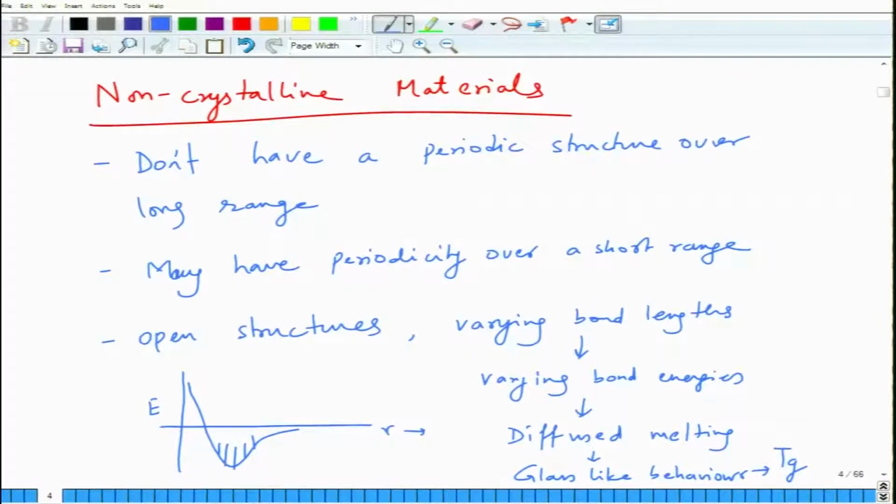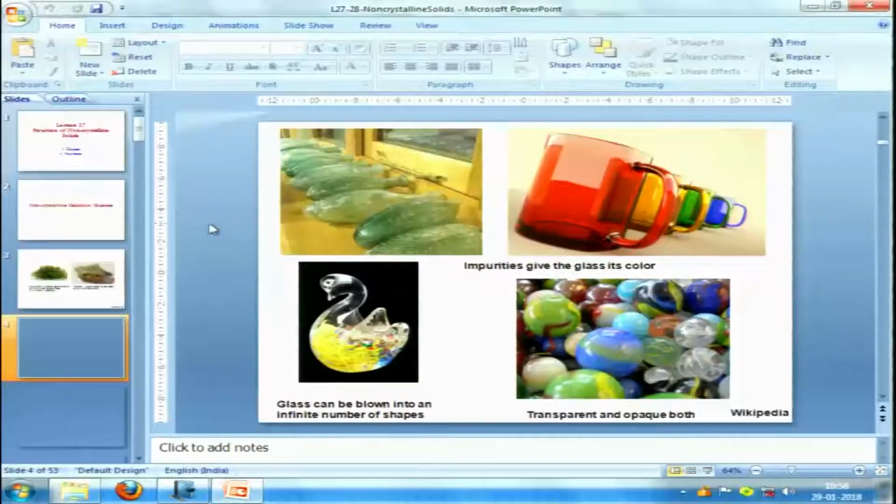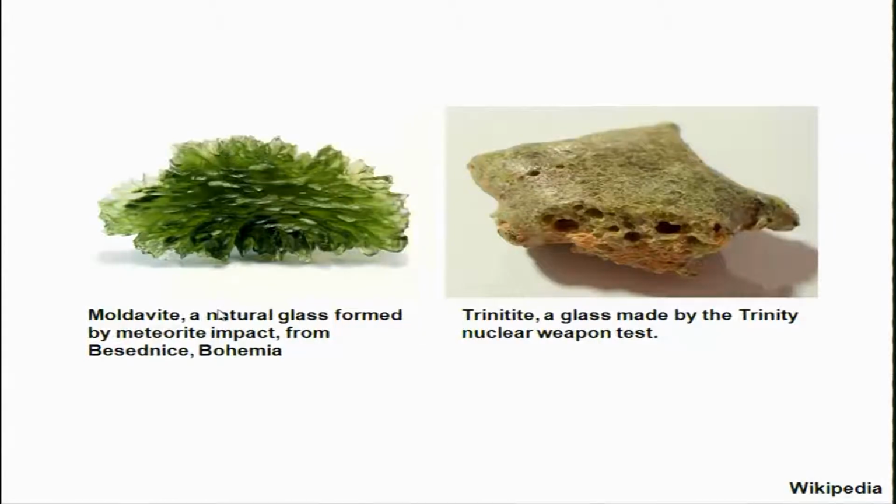As a result, they tend to form structures which are non-periodic glassy structures. There are materials such as, I will show you some slides. If you look at, for instance, this slide, taken from Wikipedia, this is a natural glass which is formed by a meteorite impact. This is called Moldavite. You can see that it has this nice greenish texture and sort of transparency in its flakes. It has this naturally solidified structure, which is basically a glassy structure.